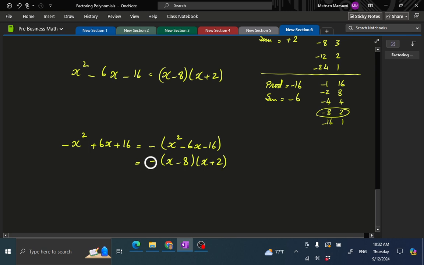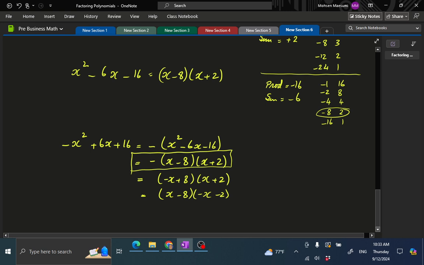Now if you want to push this minus inside any of these factors, be my guest. So for example, you could write it as minus times the first one, minus x plus 8 times x plus 2. That's an option available to you, but just one of them. If you want to push it into the second one, again, that is an option that you have, x minus 8 times minus x minus 2. But remember, just one of them. The one that is cleaner and preferred is this style.